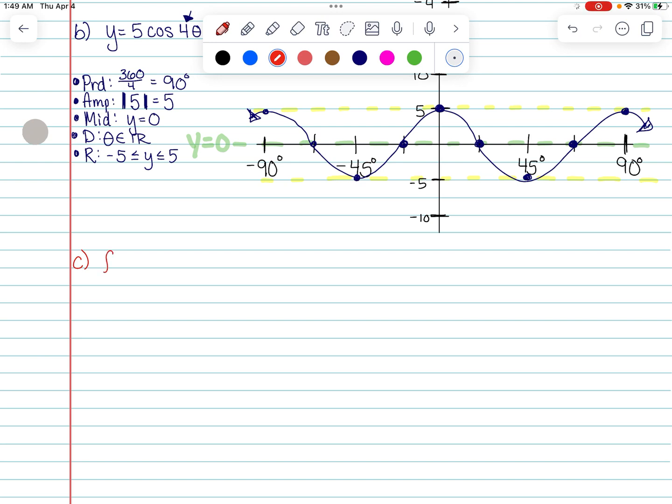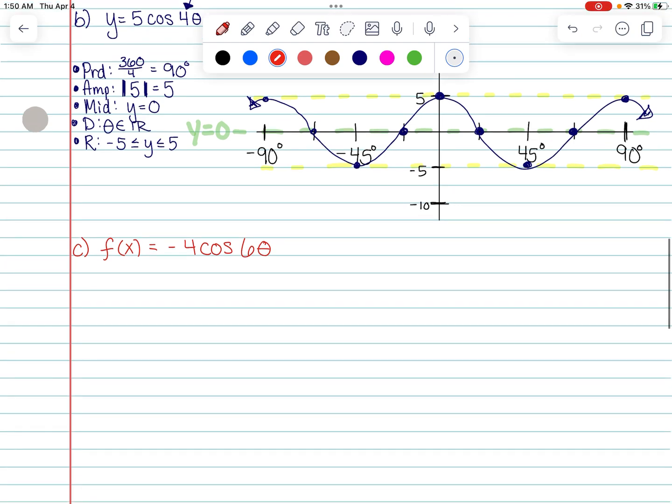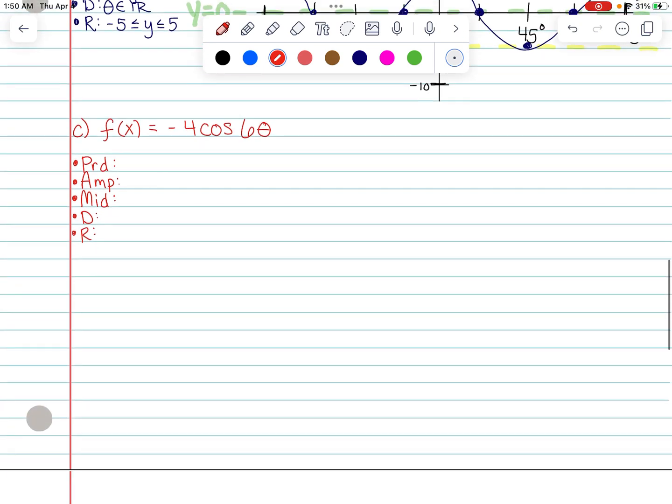Okay, final example. Same 5 things for now. Eventually, we're going to have more things we have to identify right away. We're not there yet.